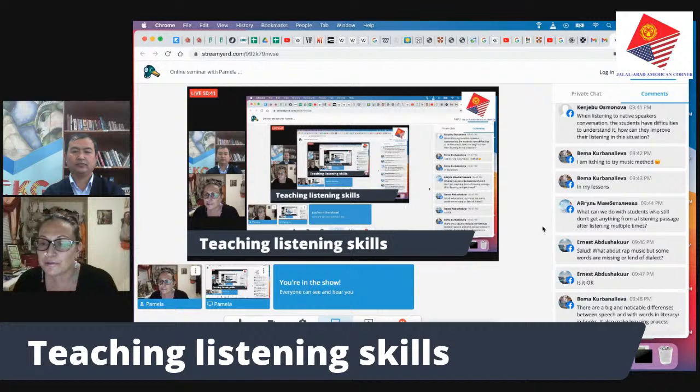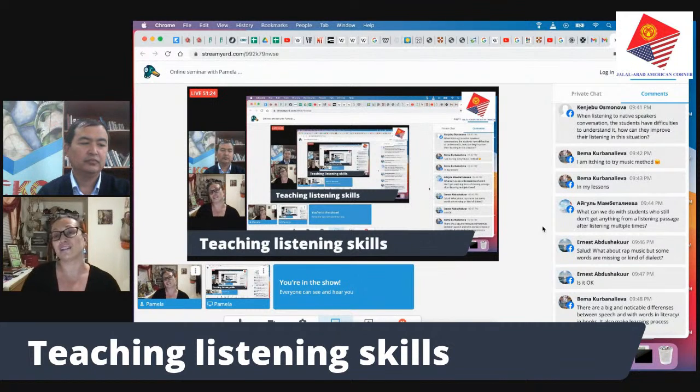Big and noticeable differences between speech and words and literacy in books. Yes, so that's why we have to actively teach the 4 skills. We can't just teach one skill. We can't just teach reading, or reading and writing, and then expect everything else to follow. We have to actively make different lessons grouped around particular skills. So we need to teach a lesson focused on speaking, a lesson focused on writing, on listening, and on reading, so that we develop all of them, because there can be differences.